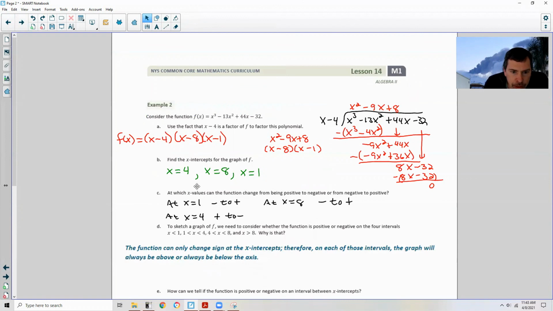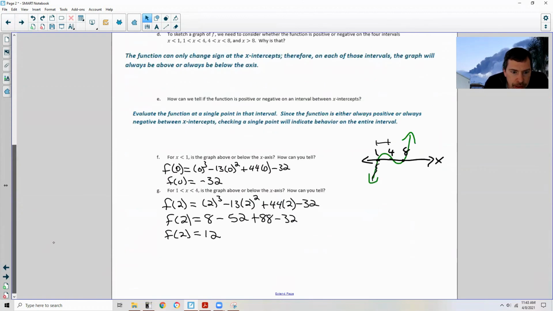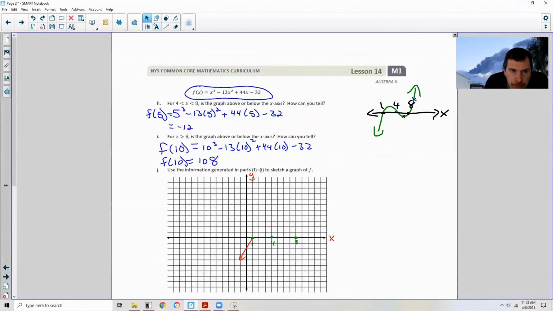And then when I go to part g, between 1 and 4, we're positive. So between 1 and 4, I'll put positive in blue. Between 1 and 4, the function is up like this and then turning and coming back down to our solution, our x-intercept of 4. So we don't know the values here. It doesn't matter the numbers. We did get some numbers here.